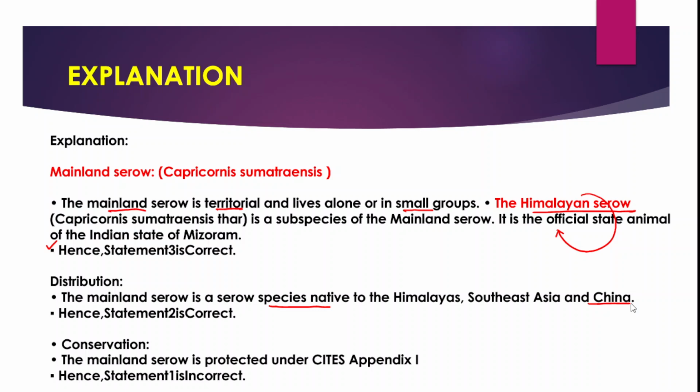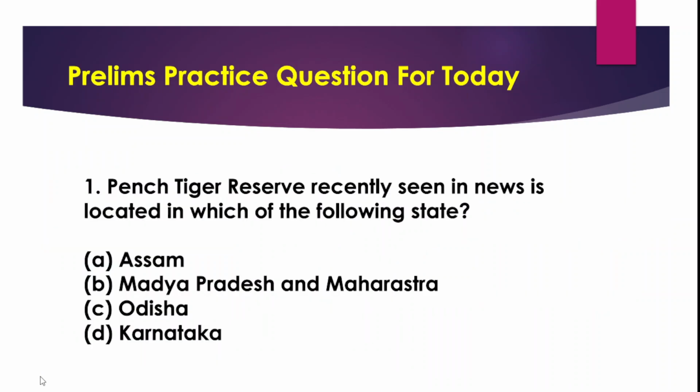When we talk about the conservation status of this serow species, especially the mainland serow, its IUCN status is vulnerable. And apart from the IUCN status, as I have already told you, with respect to the Convention on International Trade in Endangered Species, it is listed in Appendix 1 but not Appendix 2 as given in the question. Therefore the first statement is clearly incorrect, because it says that it is listed in Appendix 2.